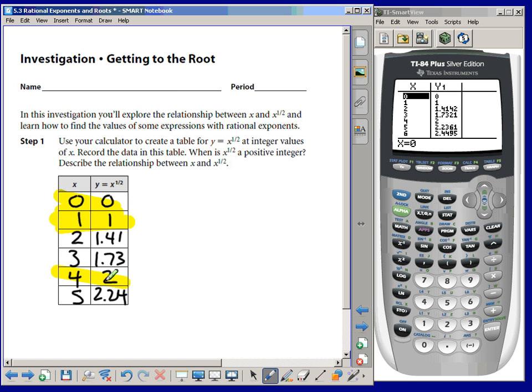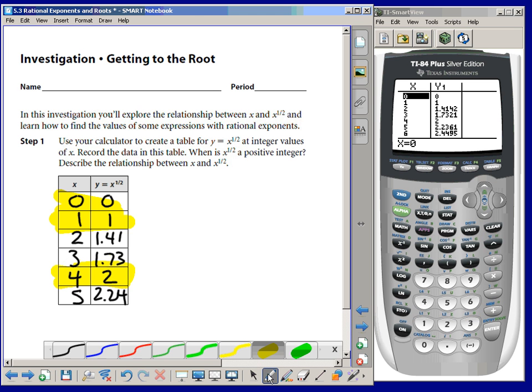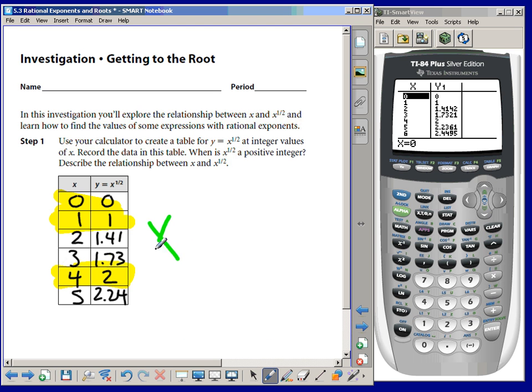I would anticipate that we'll get another positive integer for y when x is 9, 16, 25, etc. So basically it appears as though when the x's are perfect squares, the y's are positive integers. So it appears as though x to the 1/2 is another way of saying the square root of x. Let's confirm that as we move on in the investigation.